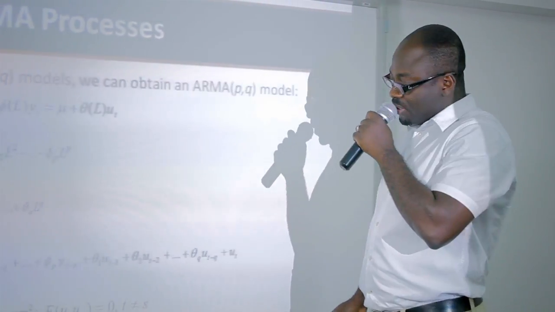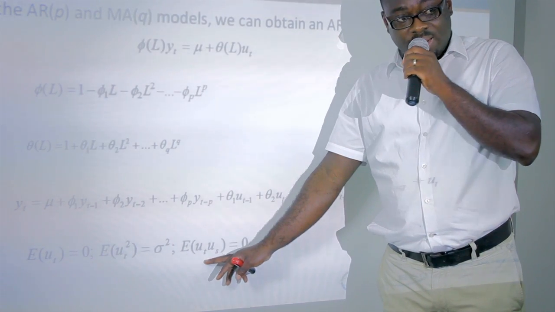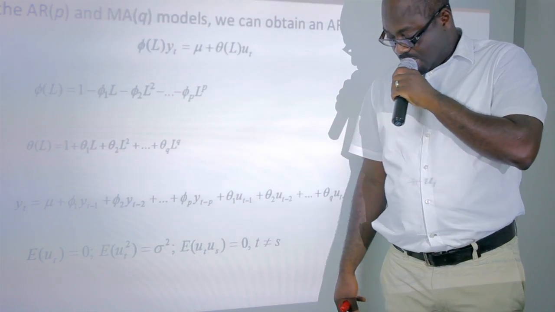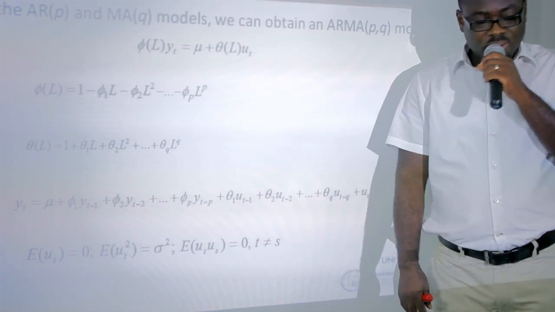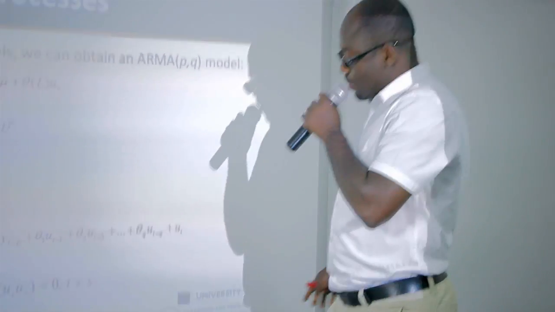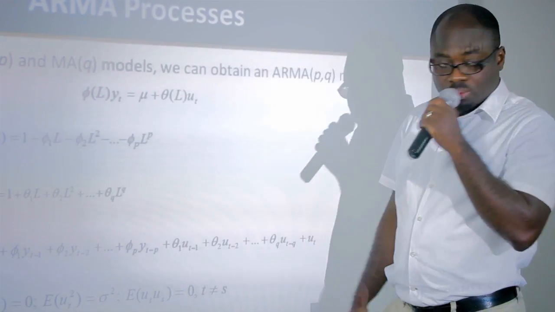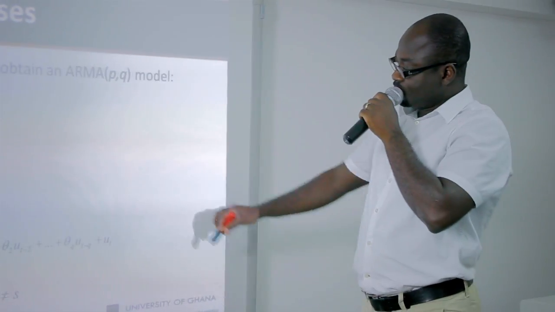And then there's no relationship between the white noise series and its values at other times, for any t not equal to s. So t can never be equal to s. Anytime it happens like that, then we have an expected value which is equal to zero.